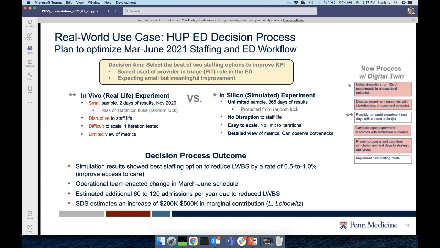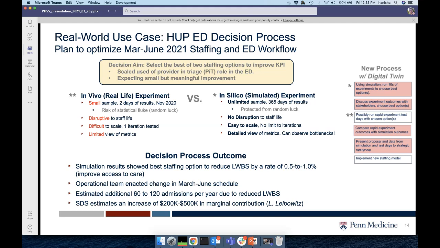We picked a couple of them to run in real life, and this is probably a good time to say there is qualitative feedback from running in vivo experiments that you can't get from the digital twin. So that's an important thing to note here. But we settled on an option and actually adjusted physician scheduling and physician deployment to specific units within the emergency department starting on March 1st. And thus far, it looks like it's successful.